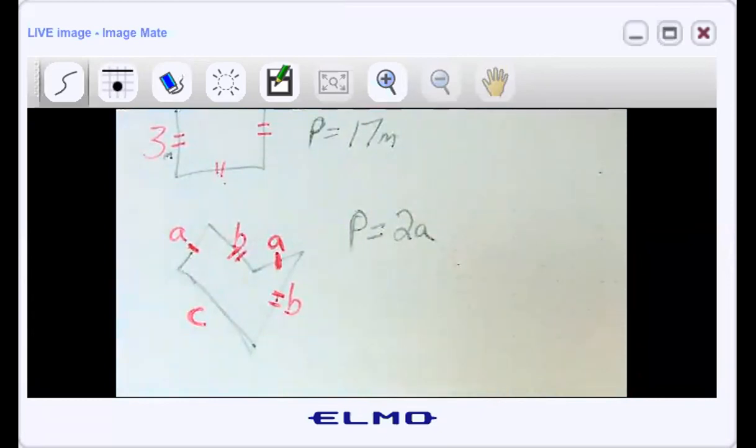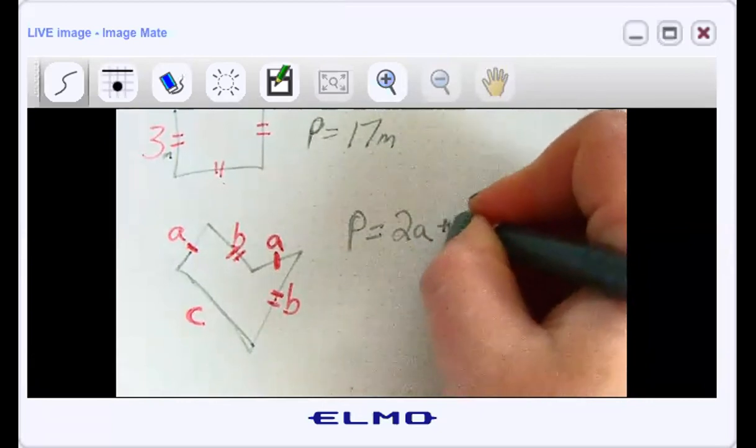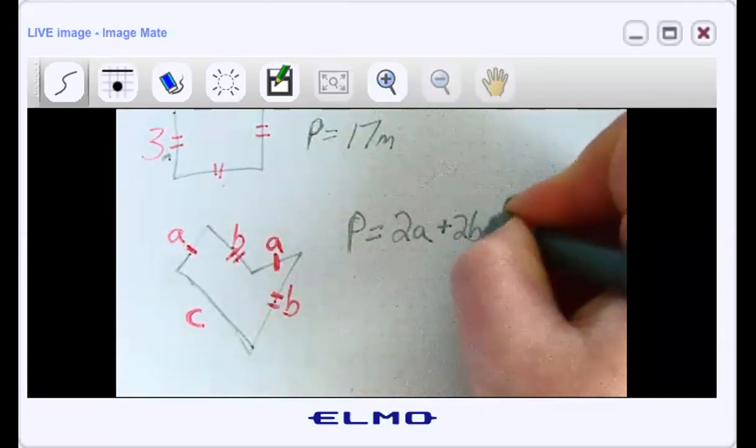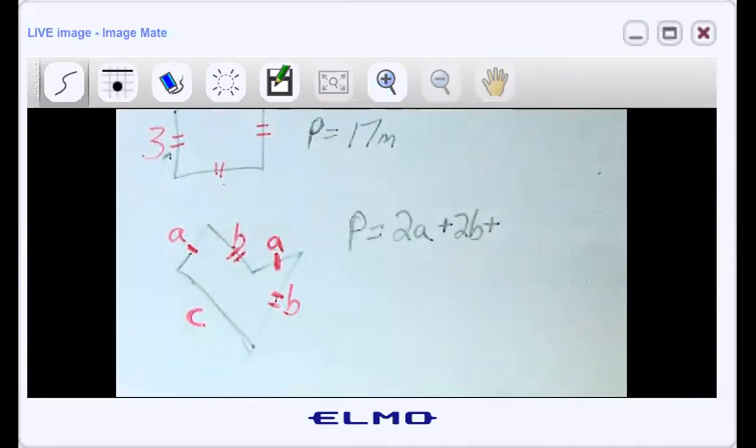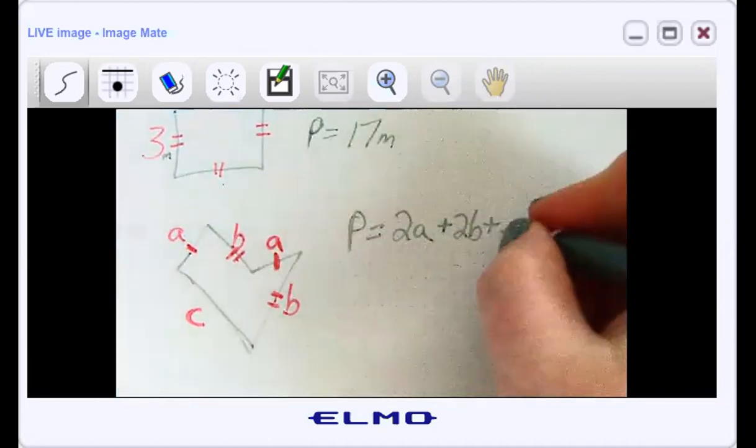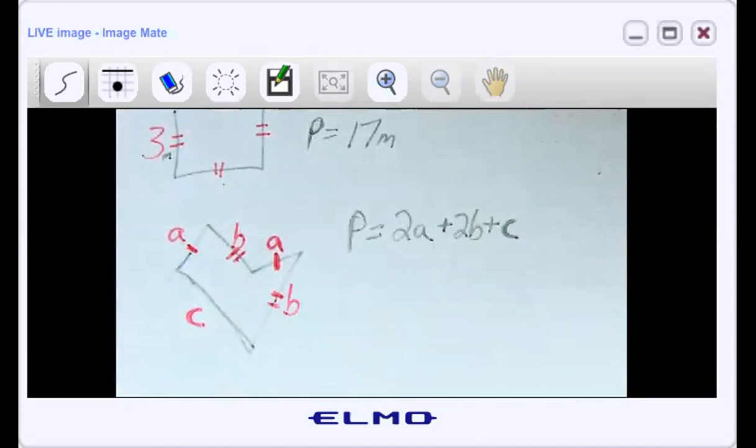Now I'm going to move on to the B's. I have 1, 2. I have 2 B's. So now I'm going to add on to that 2 B's. And then how many C's do I have? I only have the 1, so I can just add on a C at the end. And that's it. That's my answer. That's as far as I can go because I don't know what the values of A, B, and C are. So that's all I have to do. Just add up all the letters and then leave it like that.